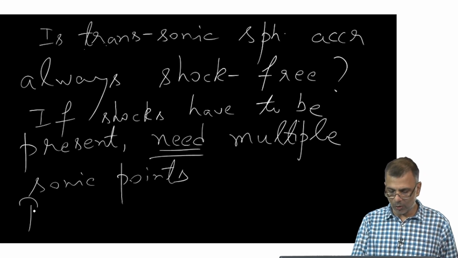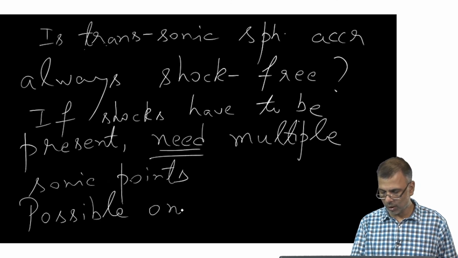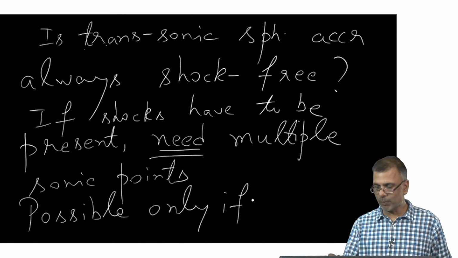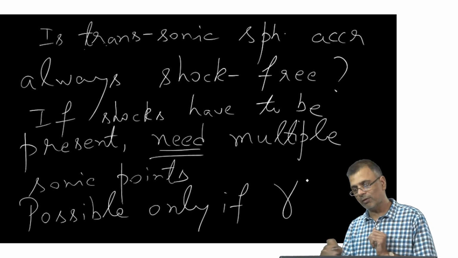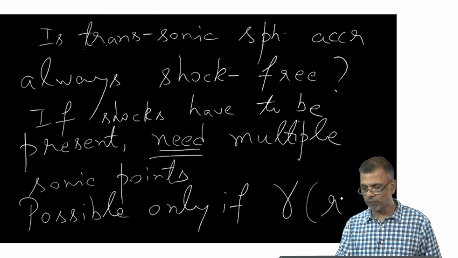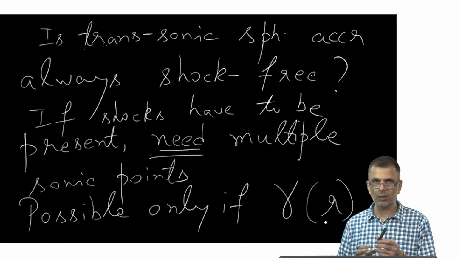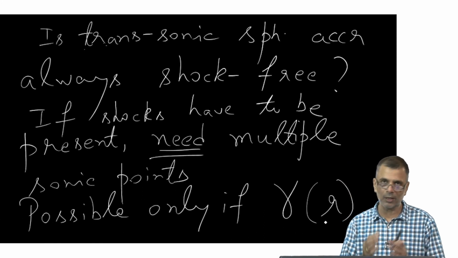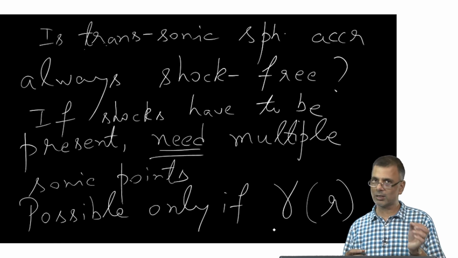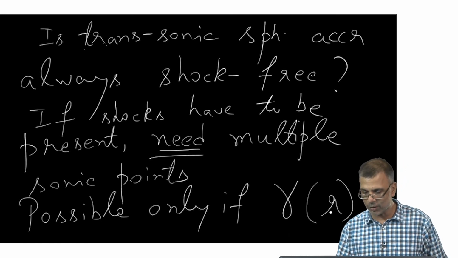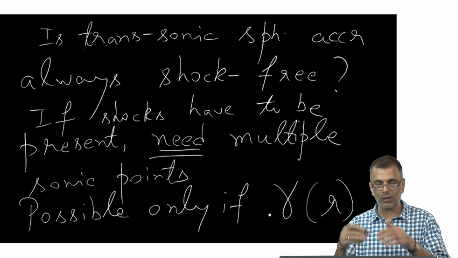It is possible only if the polytropic index is not constant throughout the flow, but is a function of distance. In other words, if you include additional sources of heating and cooling such that the polytropic index does not remain constant, if you make it vary as a function of r, then it's possible to have multiple sonic points, and then it is possible to have shocks.